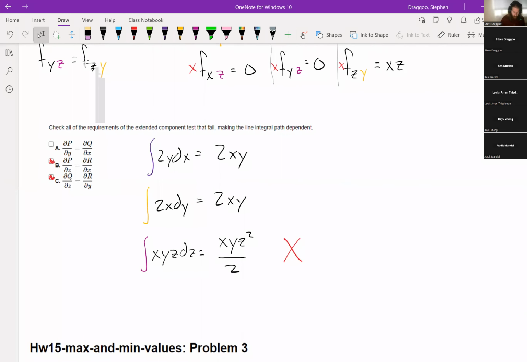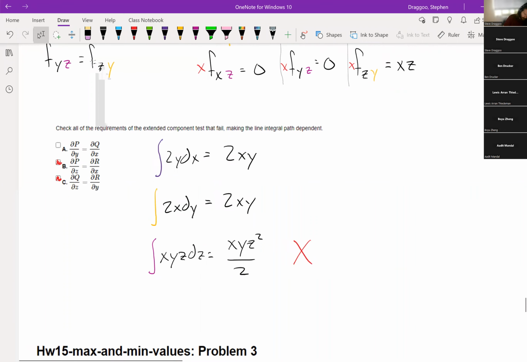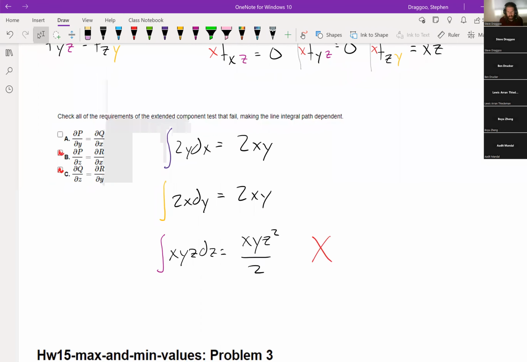So if I take a look at this spot down here at the bottom, we check all of the requirements of the extended component test that fail, making the integral path dependent. And I would say that it's the xz and the yz components that end up failing the test. Because it's really every time the z partial bit gets involved, it fails.